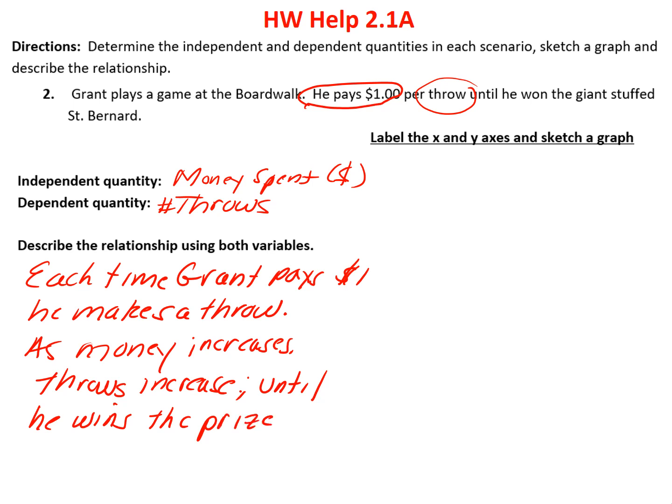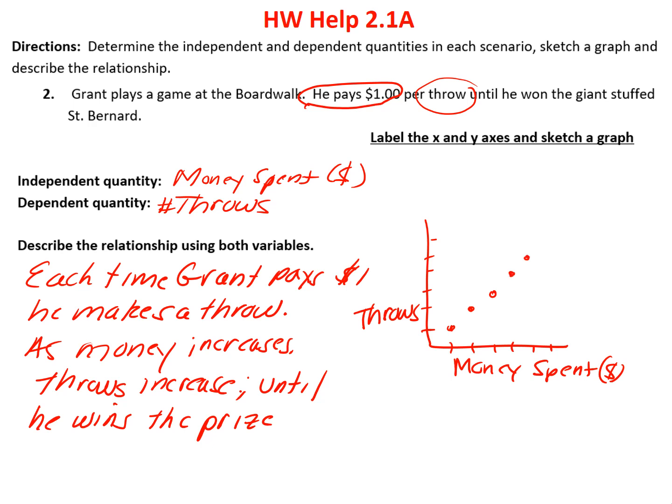Okay. Now, if we're going to graph that, we always put our independent first. So we're going to put the money spent on the bottom. And our throws will be on the left side. And if I just mark them off like this for each $1, each time he gets some money, he makes a throw. And he's just going to keep doing this until finally he wins the prize, and then he stops completely. So that would be my graph. Notice it's discrete. There's just a point. There's no half throws for a $1/2. $1, one throw, $2, two throws, $3, until he finally wins the prize.